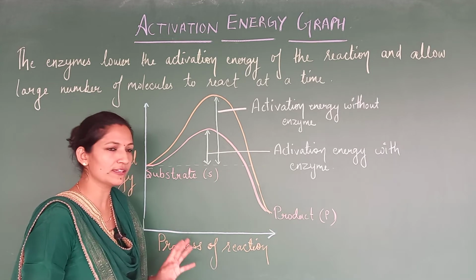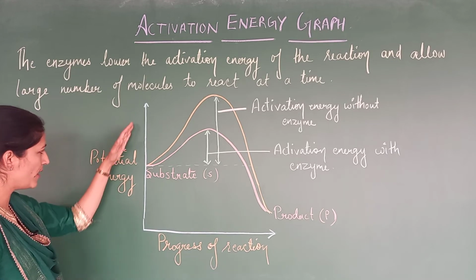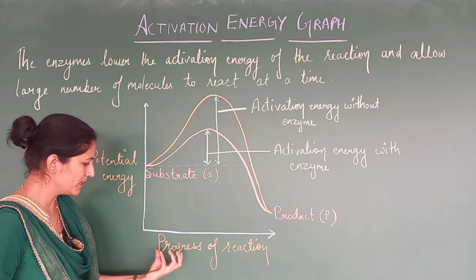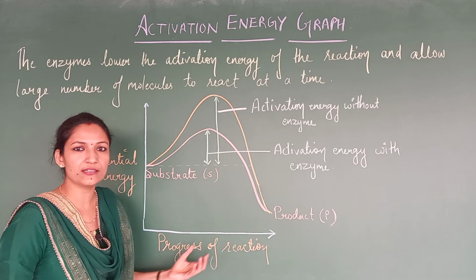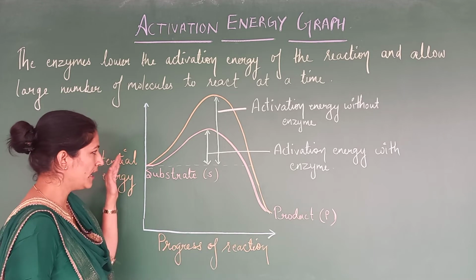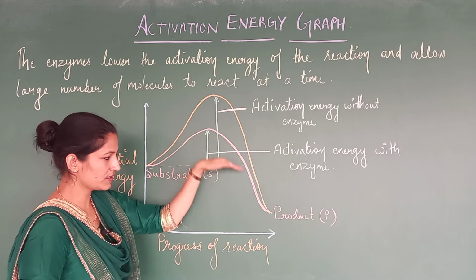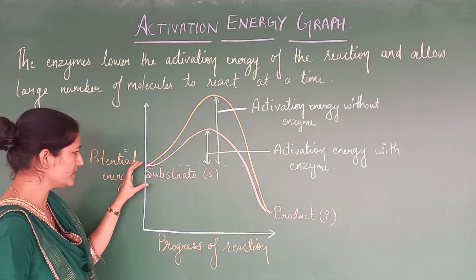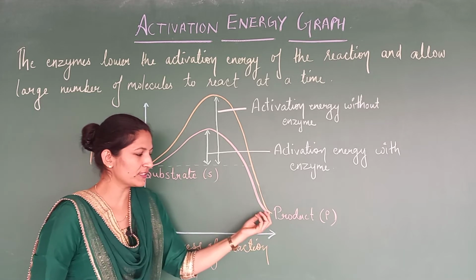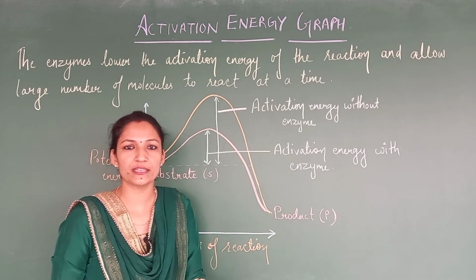So in this particular graph, what it is representing related to activation energy: the y-axis represents the potential energy of the substrate molecules and the x-axis represents the progress of the reaction. The reaction is occurring as the energy is increased. This is that particular graph. Here we can see the substrate is at a higher level and the product is at a lower level. So this type of chemical reaction is exothermic in nature.